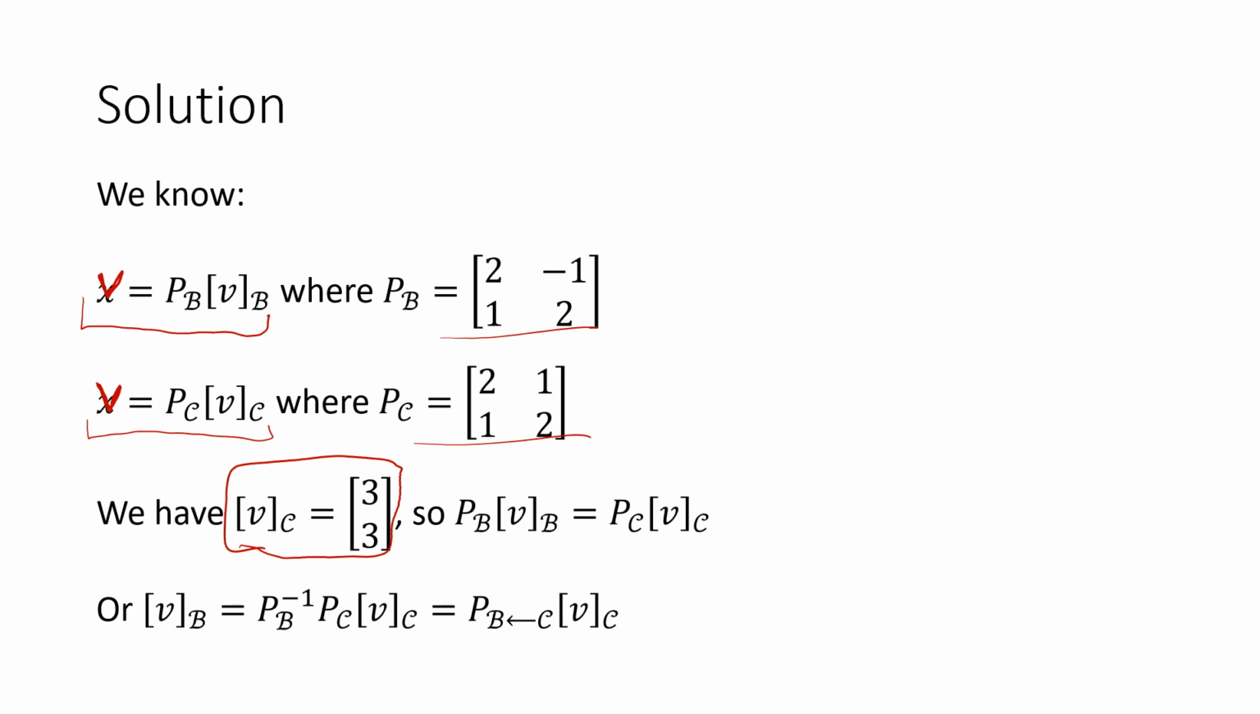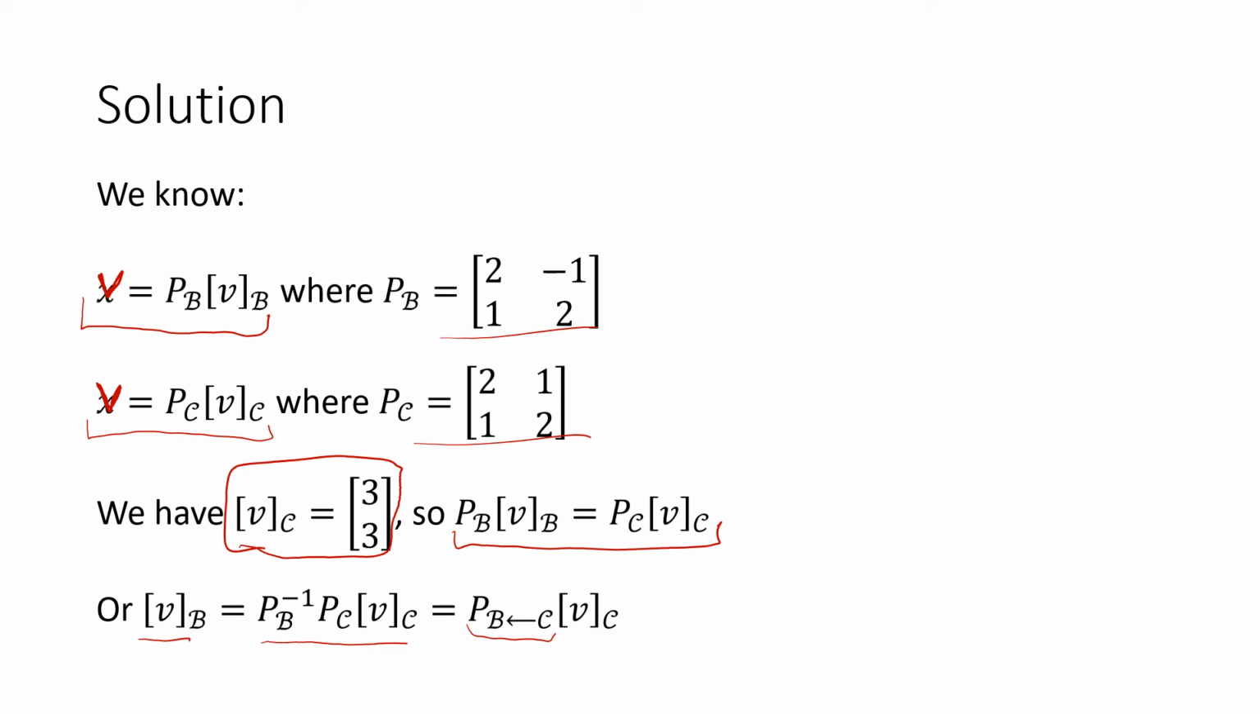But v is equal to both of those things, so just make them equal. So we have that PB, which we know, times the coordinates in relation to B, is equal to PC, which we know, times the coordinates in the basis C, which we know. There's only one unknown in here. So you can rewrite it so that the coordinates you're looking for are PB inverse times PC times the coordinates in C, which is that matrix P, which transforms from C to B, times the coordinates we know.